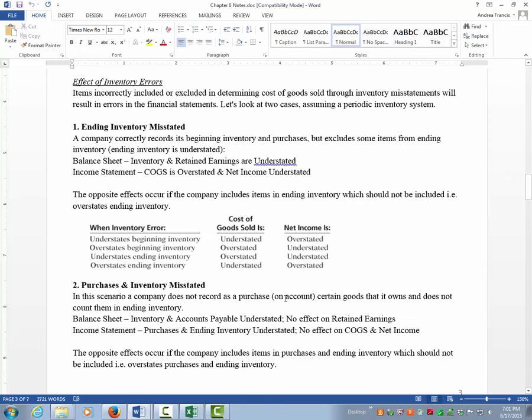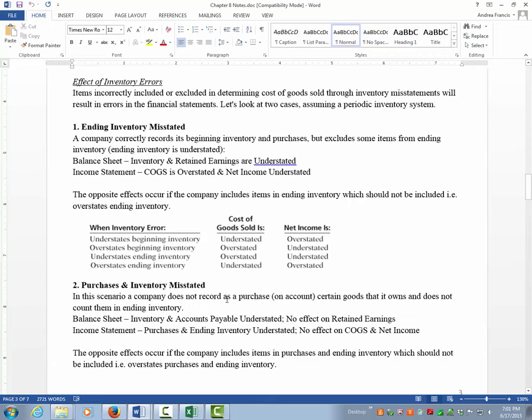So if you're working as an accountant and you find out that there was an error, you need to understand how to be able to correct it. It's also possible for a company to make mistakes in its purchases amounts if it's using the periodic system, and also that can cause problems on the financial statements, right?